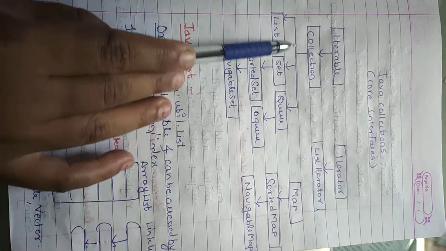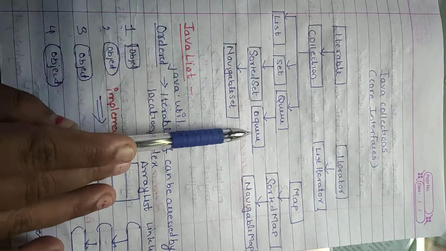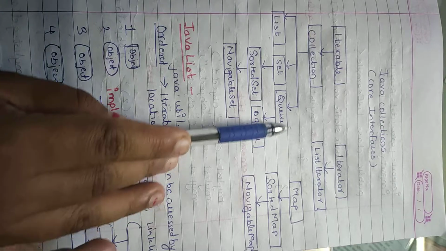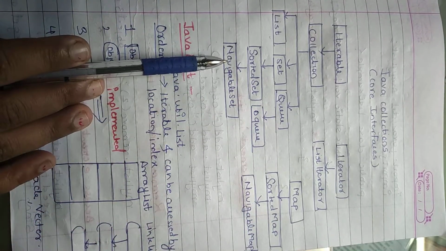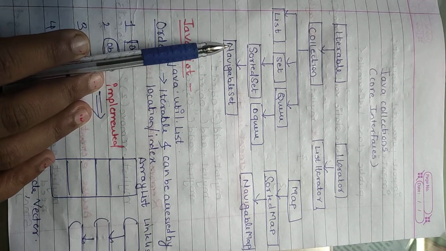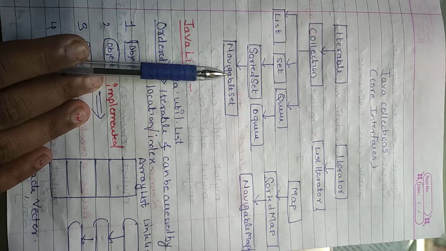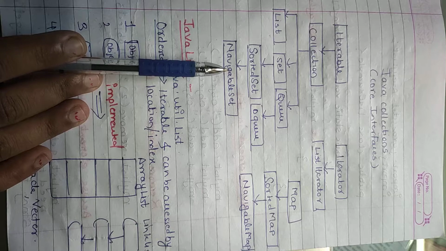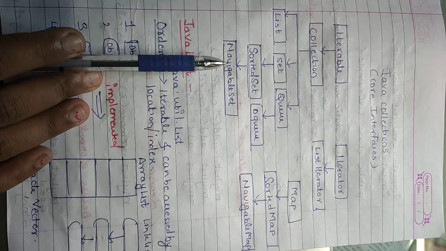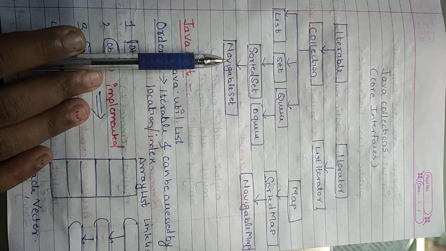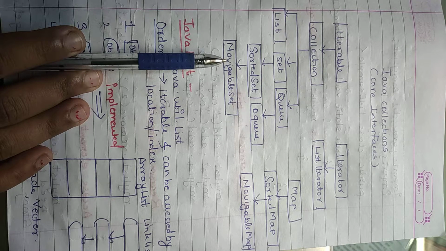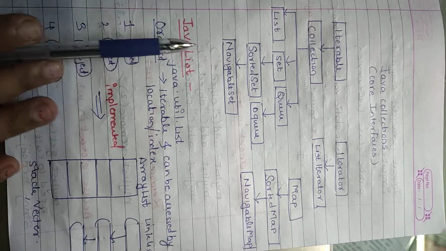In your syllabus you have just list and set. We will not go into detail with all the others, right? Queue, deque, then map are not in your syllabus, so let's not discuss too much about them. Iterator you already know: when there is a collection of elements put together, we can traverse each element one after another, and that process is called iteration.